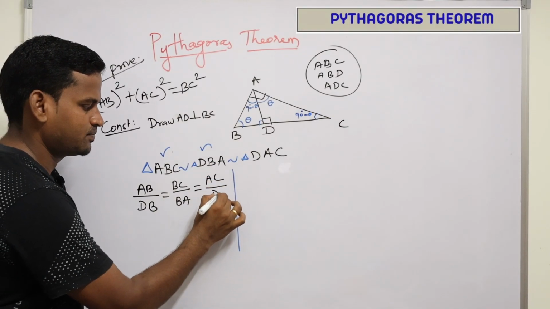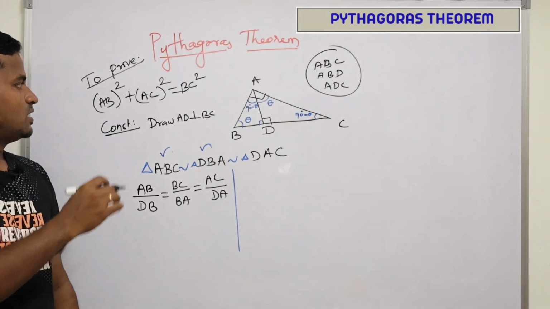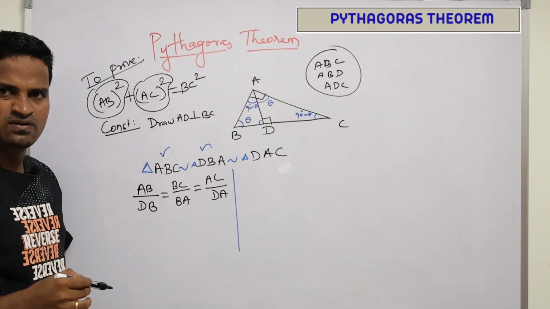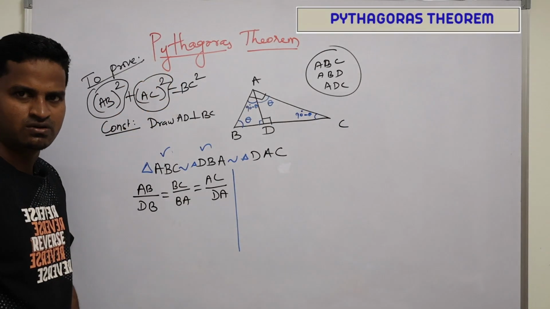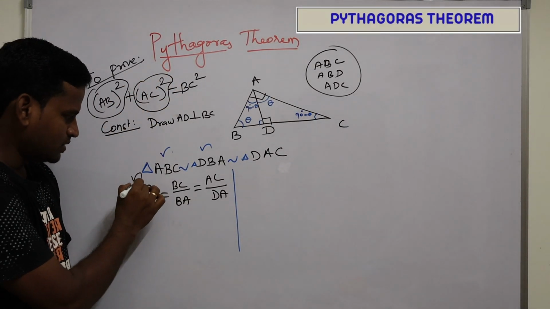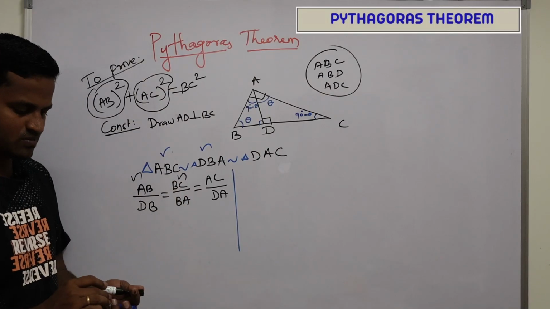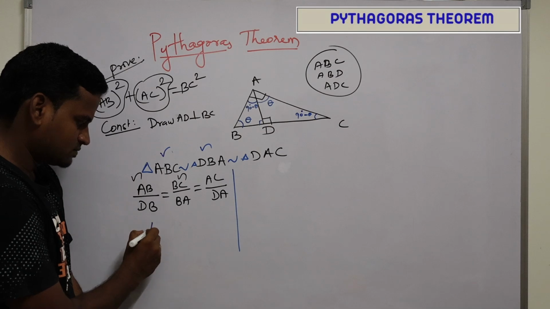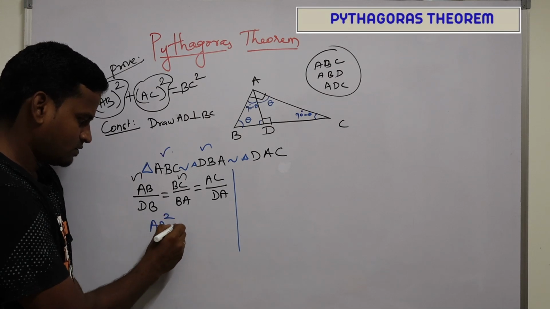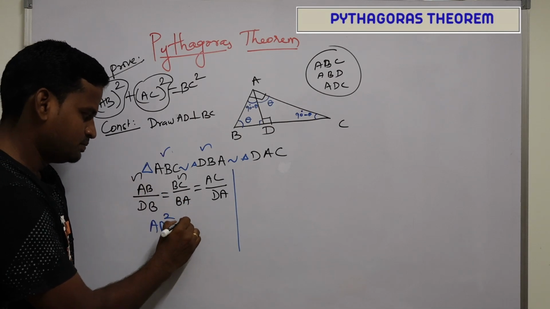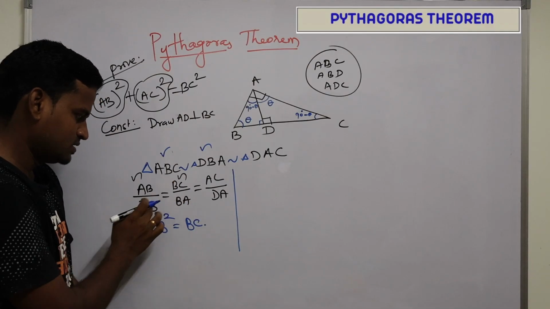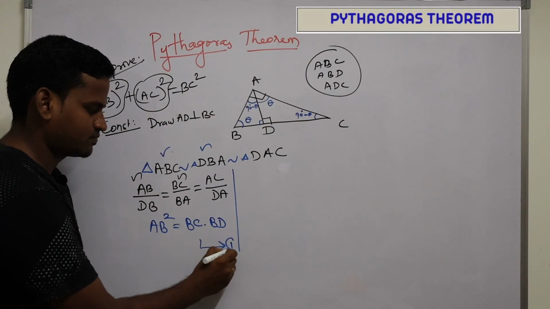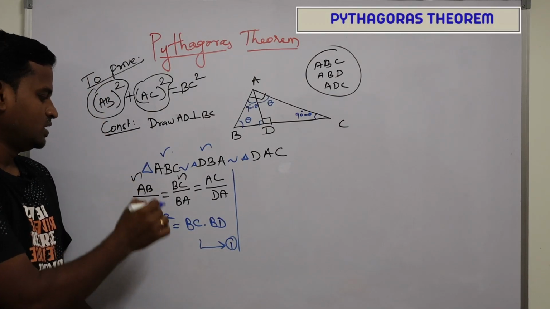See, I need AB square or AC square, any one. On the left hand side, I only need to get BC square. So here you can take AB, and here AB is there. You can take these two. If I take these two, the value of AB square is BC into BD. You can take it as equation number 1. So the AB square part is completed.